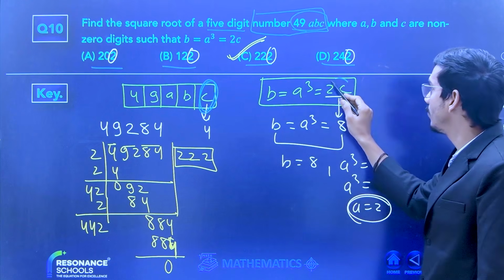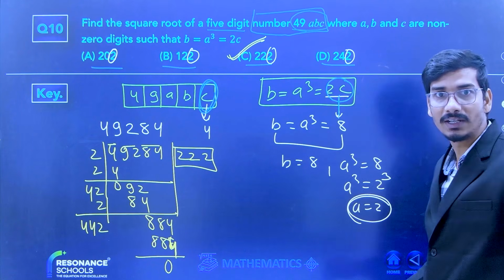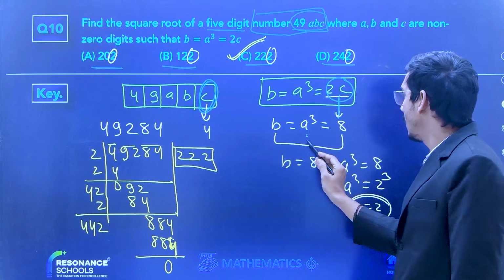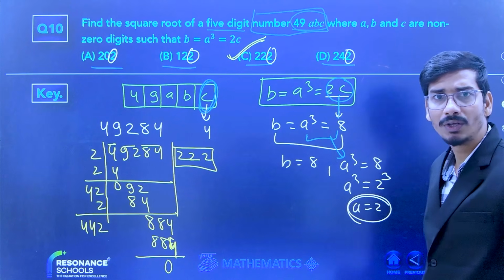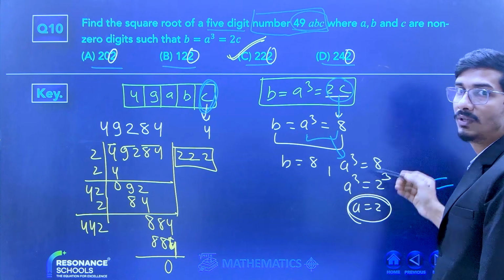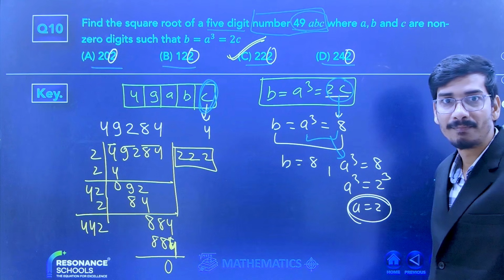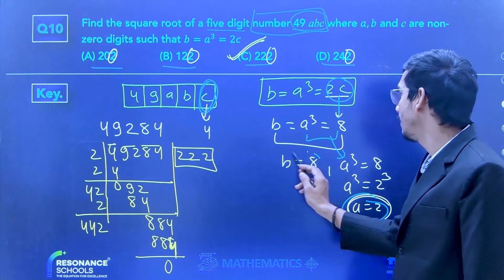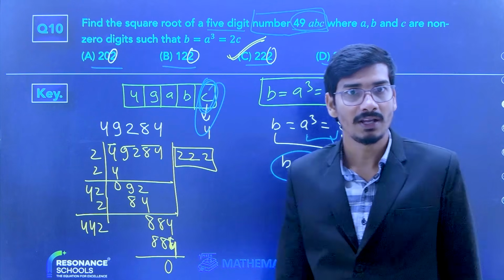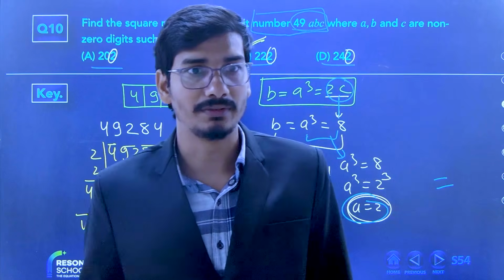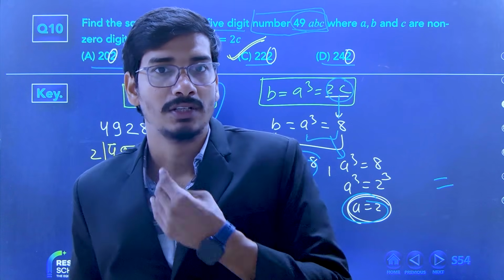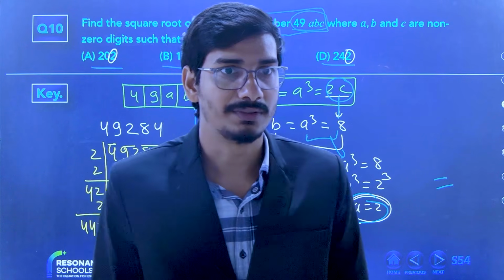Now substituting C equals 4 here, we get 2C equals 8, and that equals B, and that equals A cube. So B equals 8 and A cube equals 2 cube, that is A equals 2. So from this we get A, B and C. After that substitute A, B, C in the number and start finding the square root of that number.